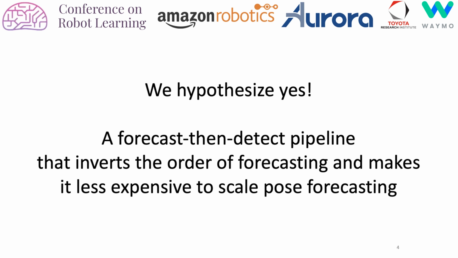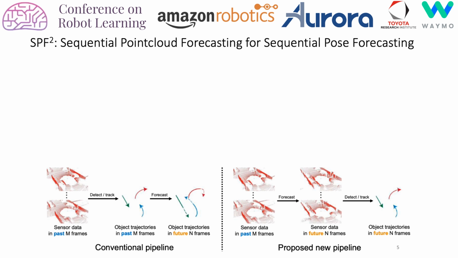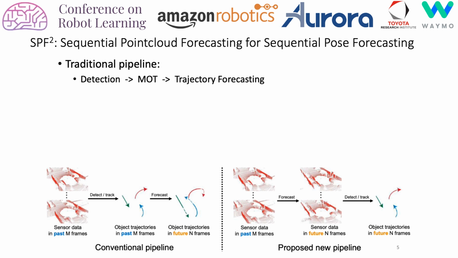We hypothesize yes, and in this work, we propose a novel post-forecasting pipeline which inverts the order of forecasting. Compared to the standard pipeline, our pipeline can improve post-forecasting performance with the addition of unlabeled data. Now let's take a look at our new pipeline, which we call SPF².